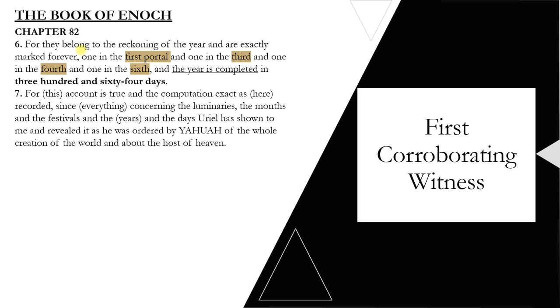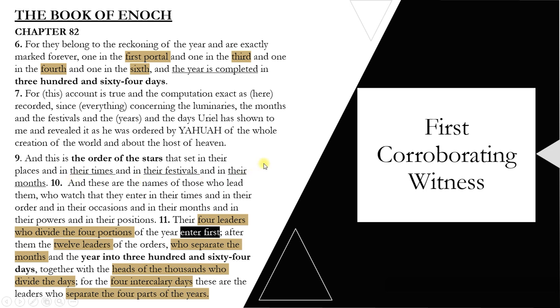Okay, verse 7. For this account is true and the computation exact as here recorded, since everything concerning the luminaries, the months, and the festivals, and the years, and the days, Uriel has shown to me and revealed it as he was ordered by Yahuwah of the whole creation of the world and about the host of heaven.